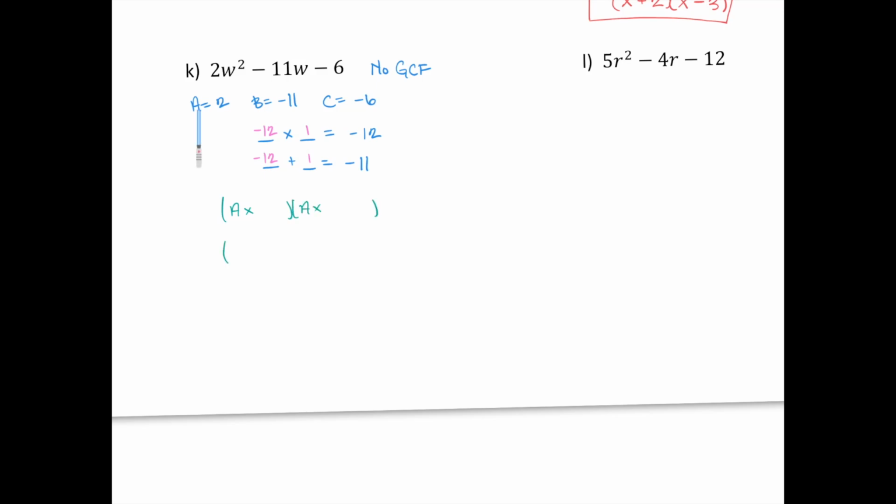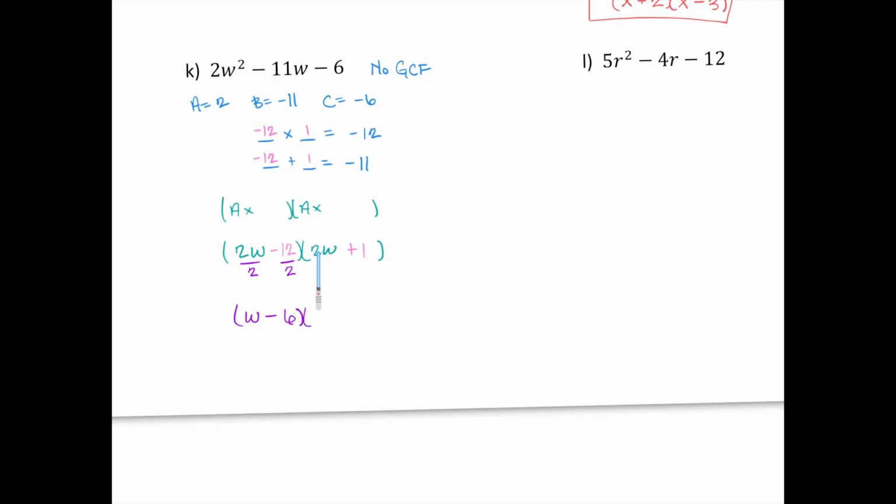We put those two numbers into our double axe, Hippo butts. In this case, our A is 2, and the letter we are using is W. So we have 2W and 2W with the -12 and the +1. Now we need to simplify. What number can we divide both 2 and 12 by? That is a 2, and that gives us W minus 12 divided by 2 is 6.